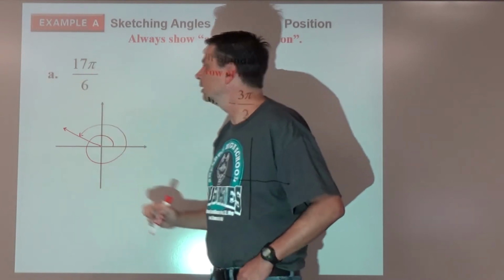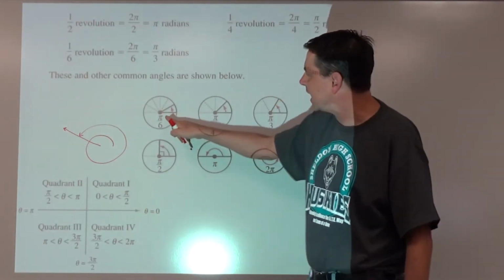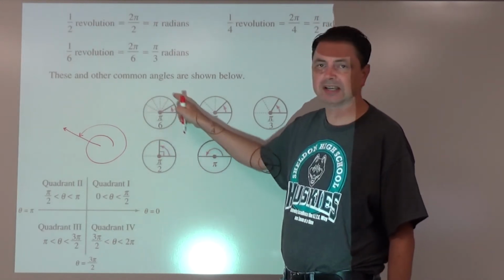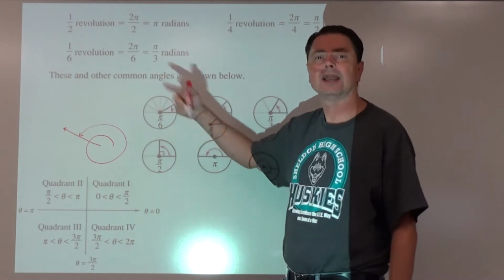If you're unsure about why we're doing it like that, just go back, take a look at your pi over 6 and how we cut it up, and just count 1, 2, 3, 4, 5, 6, and extend that.